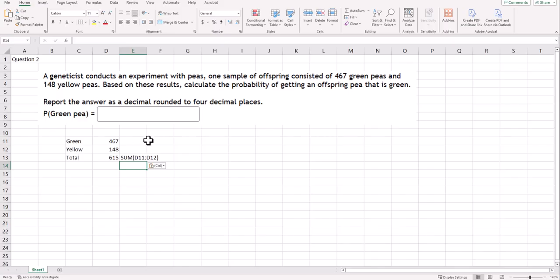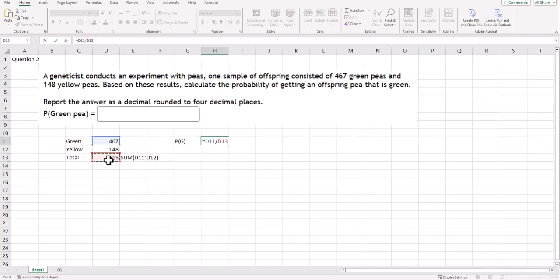Now, we are looking for the probability of an offspring pea that is green. So our greens are our successes. So the probability of a green, and I'm going to just call that capital G, we take the number of successes, that's the green peas, and divide by the total. Now this is 0.75935, and if I round that to 4 decimal places, I get 0.7594.